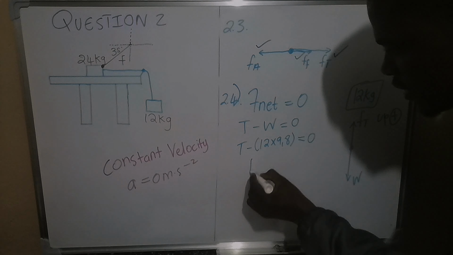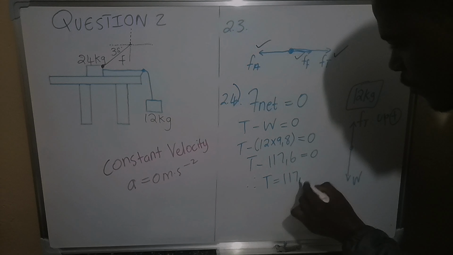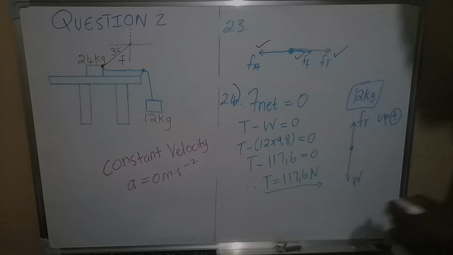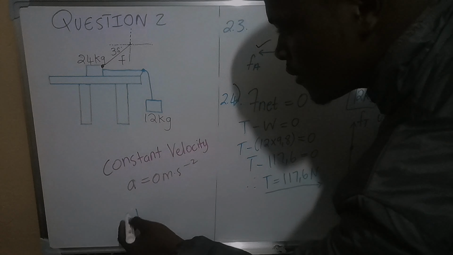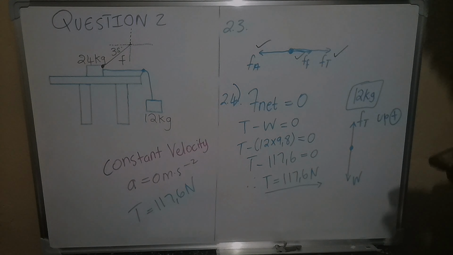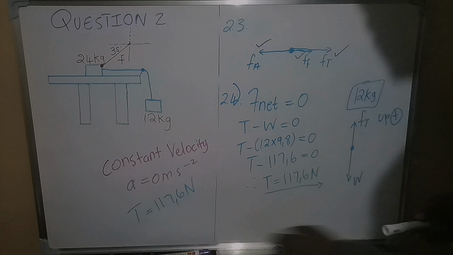Therefore I'm going to transpose this 117,6 to the right, and therefore my tension is equal to 117,6 newtons. This is the value of our tension on the block. I hope you can hear me, guys. That's how you calculate the tension force there.